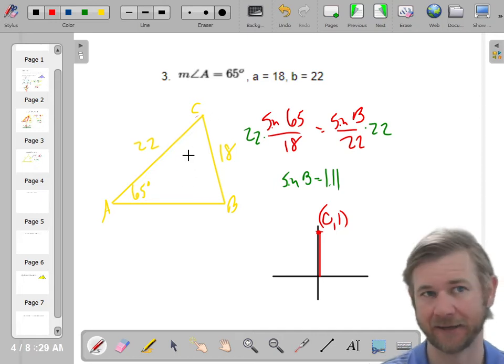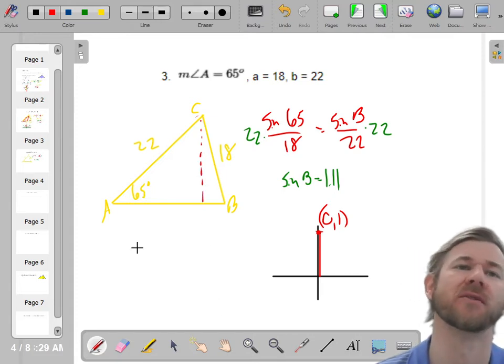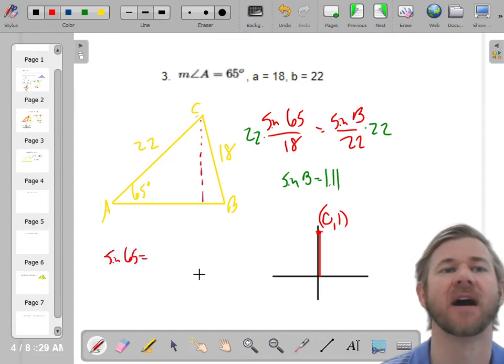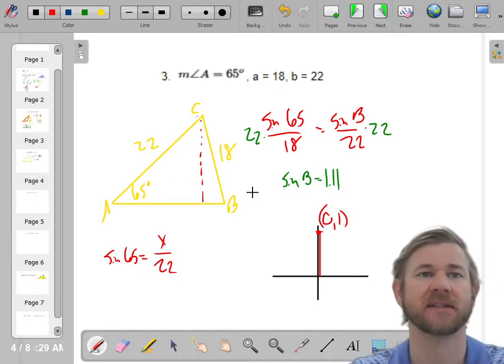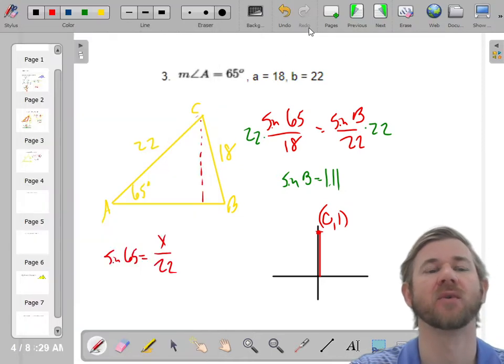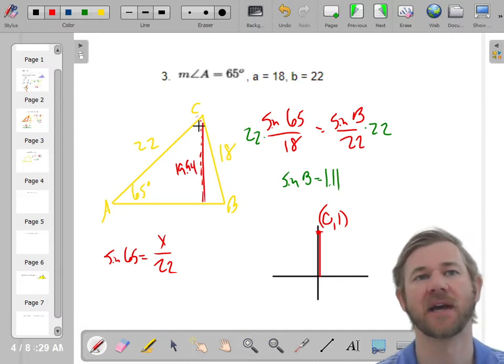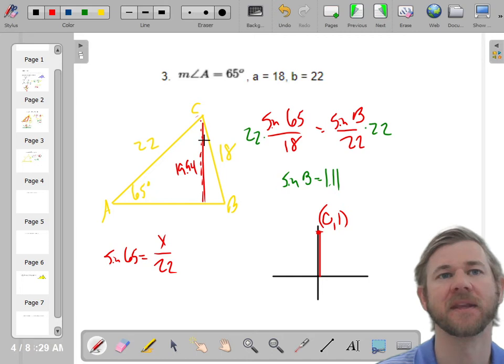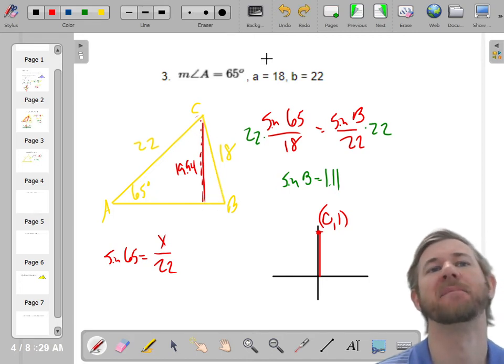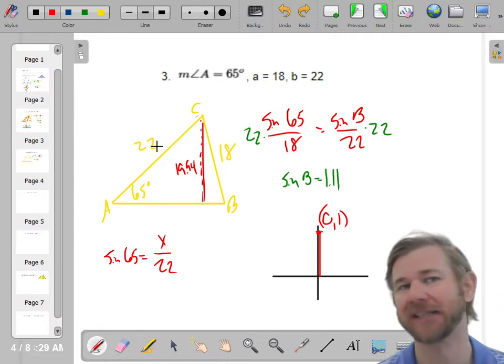What is happening here is, maybe I'll try and draw it as a right triangle. If I were to draw this as a right triangle, then the sine of 65 would be that x over 22. So 22 times the sine of 65 gives 19.94. This height is supposed to be 19.94. But if you look right here, you have a triangle where the hypotenuse is shorter than the height of the triangle. So this is not a possible triangle to draw.